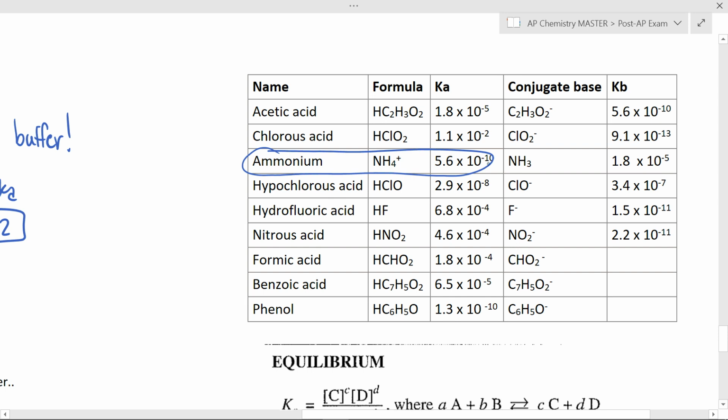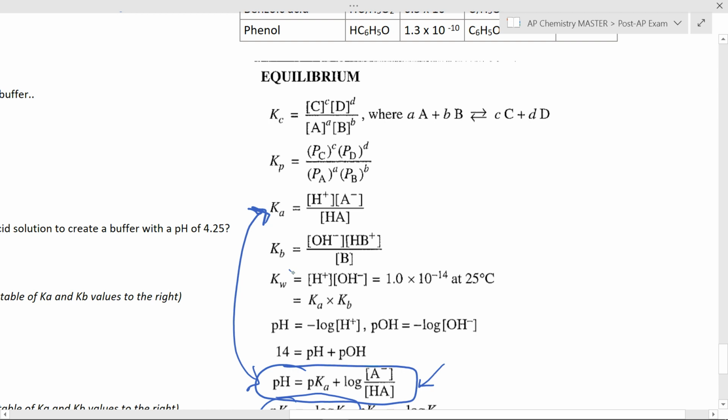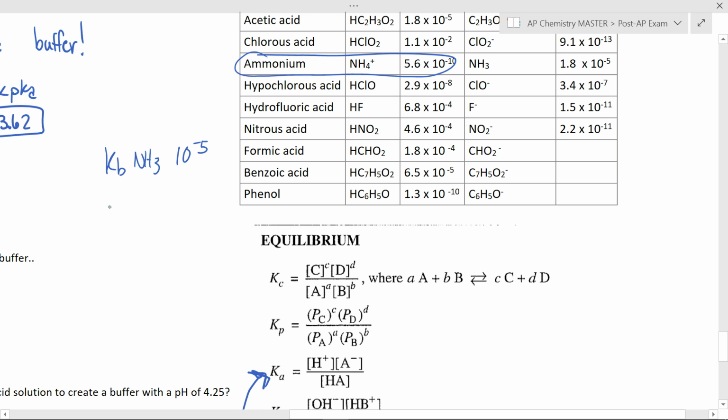One thing I should point out is, let's say someone did not give you the Ka of ammonium, and all you had was the Kb of NH3. Let's say you knew the Kb of NH3 was 10 to the negative fifth. Then you could always find the Ka using this relationship right here: Ka times Kb equals Kw. So if the Kb is 10 to the negative fifth, then the Ka would be roughly 10 to the negative 10th.